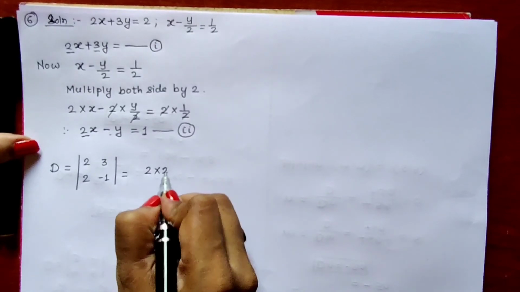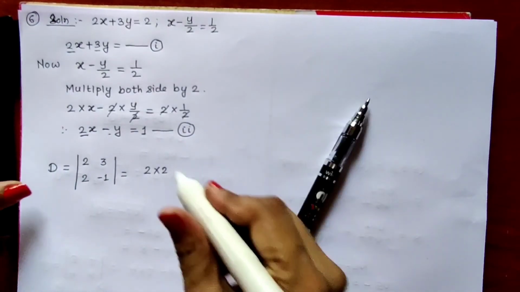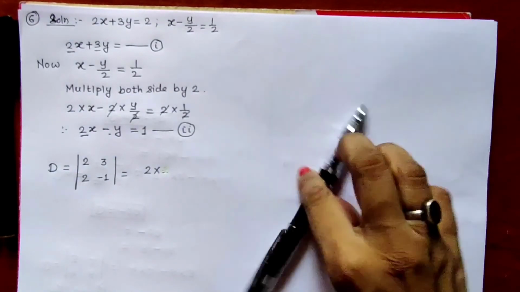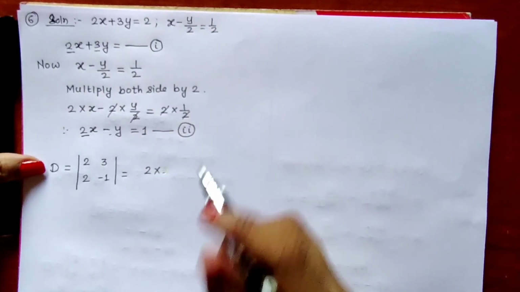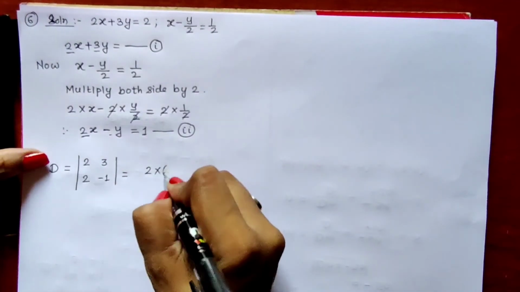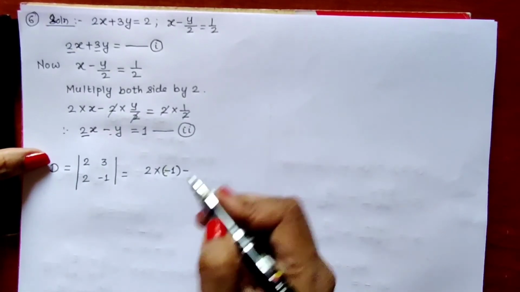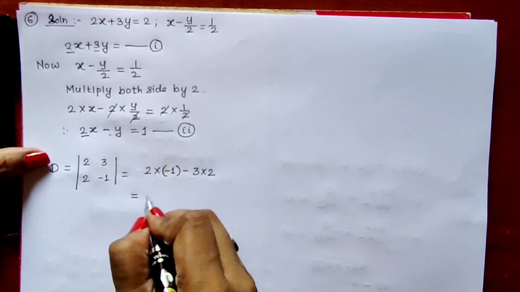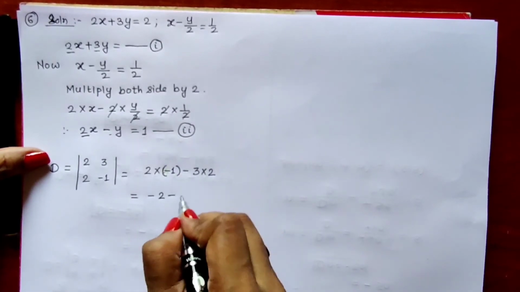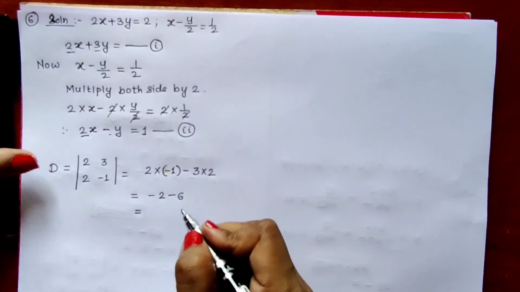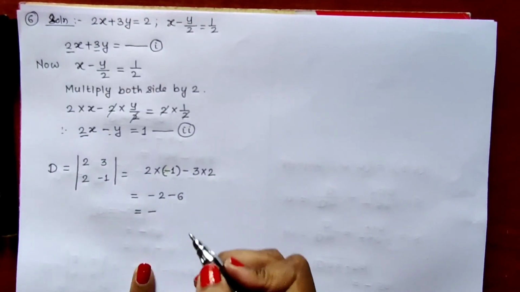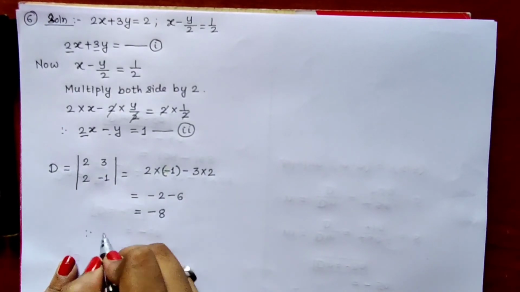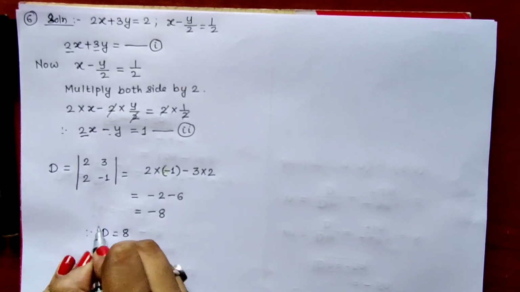2 into minus 1. Write very carefully. Here it is 2 into minus 1. Minus 3 into 2. So 2 into minus 1 is minus 2. Minus 3 2s are 6. Minus minus will not become plus, both numbers are having negative sign. So the answer will also have a negative sign. 2 plus 6 is 8. And therefore D we have got minus 8.